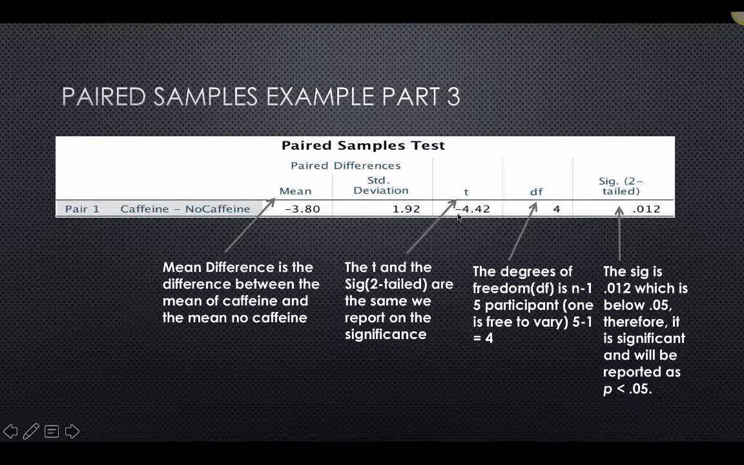You'll see that the t-value is negative 4.42, and the significance is 0.012, which is below 0.05, so you'd write it as P is less than 0.05. There were 4 degrees of freedom because you had 1 to vary. It was 5 participants minus 1, equaling 4.